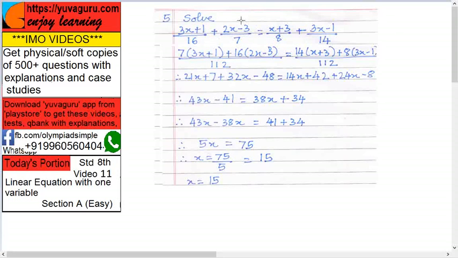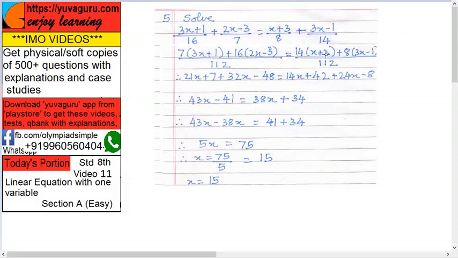So start solving. What is the LCM of 16 and 7? 112. So cross multiply. 7 into 3x plus 1 plus 16 into 2x minus 3, the whole upon 112 equals to, over here, 8 and 14. So multiply 14 into 8. That's easier because 112 is over here. 14 times 8 is 112. So it will be easier for you. So multiply this by 14 and this by 8.